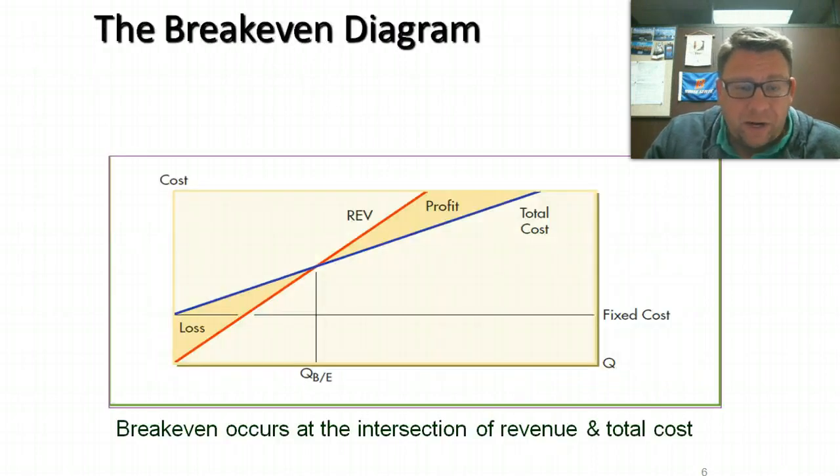This is a break-even diagram. You've probably seen something like this before. Our revenue is in red. At zero quantity, we have zero revenue, but as we sell stuff, we earn revenue. Our costs come across here, and where those intersect, we call break even.